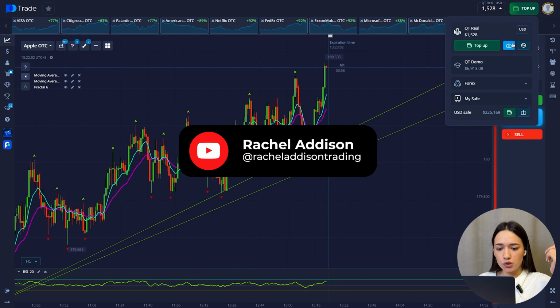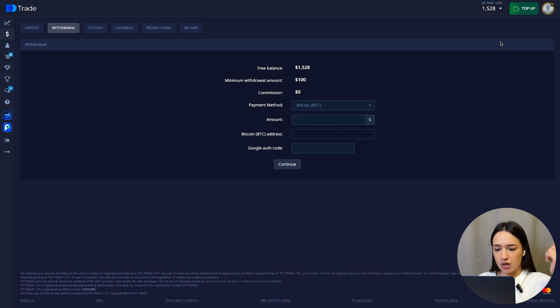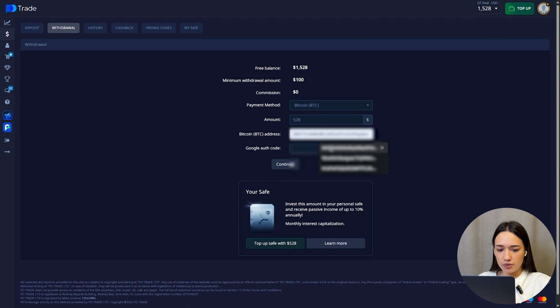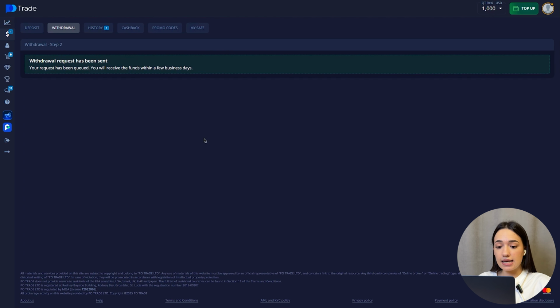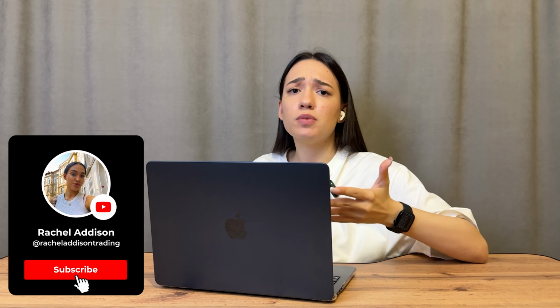Now let's go to the withdrawal tab. And we're going to withdraw to a Bitcoin wallet. So the amount, $528. So let's paste the address, enter the Google Authenticator code and click continue, and the operation is successfully completed, guys. And that's it, guys. Just as always, clean, simple and profitable as you like.